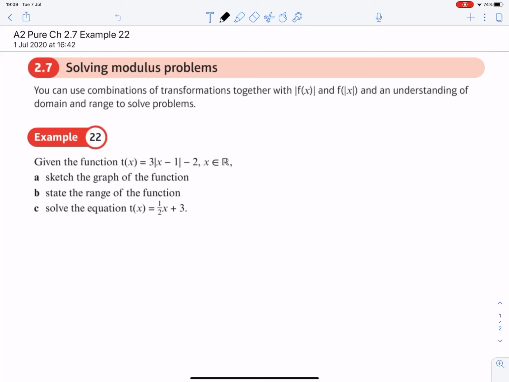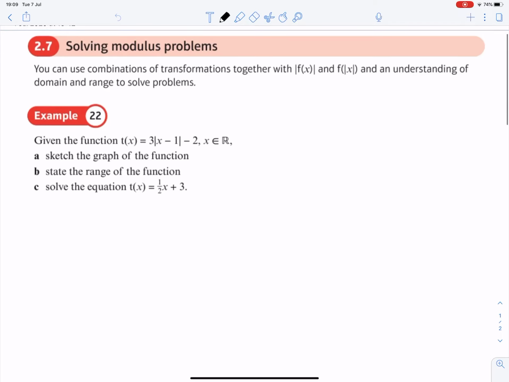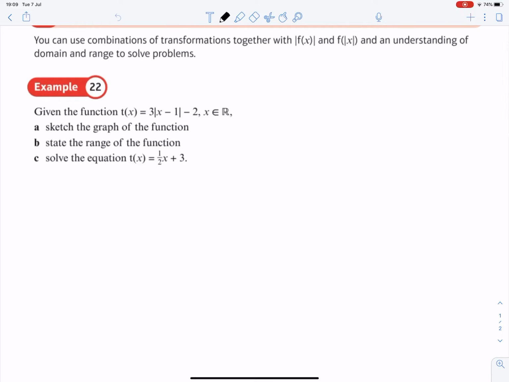So here we go with solving modulus problems. Now this we should be fairly good at with the prep work we've done on starters. Given the function t of x is equal to 3 modulus of x minus 1, minus 2, x is a member of the set of reals, sketch the graph of the function, state the range of the function, and solve the equation. So let's begin by sketching the graph.